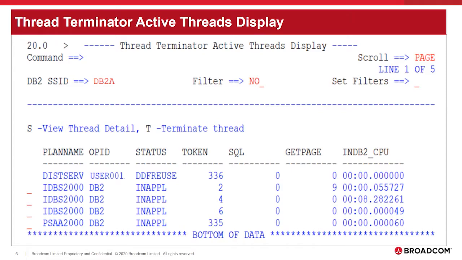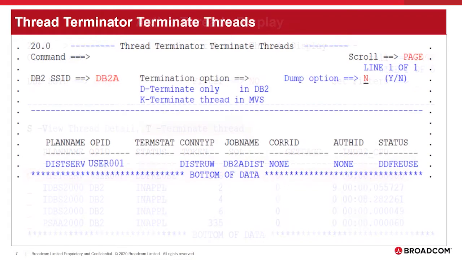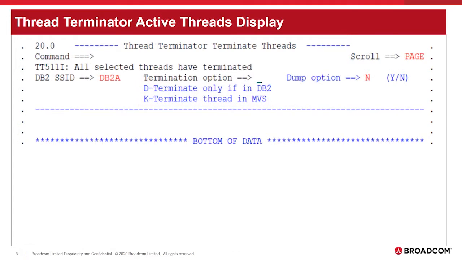In this screen, we can see all the Db2 active threads. So for example, let's say I want to terminate this first thread. Just type T in front of the thread, then press enter. In this screen, we have two different options to terminate. In this video, let's choose terminate only in Db2, which is D, and then press enter. Then we can see the selected thread has been terminated.